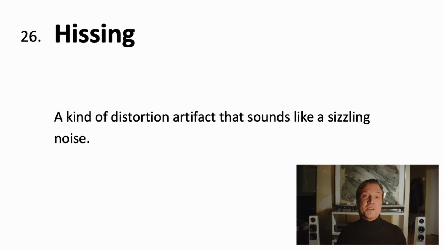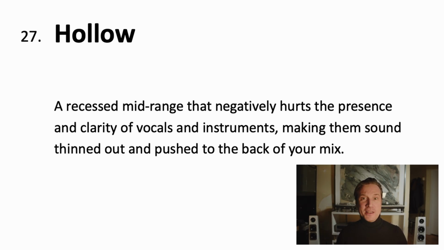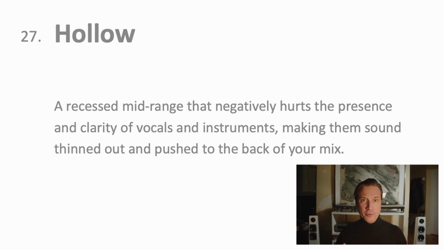Hissing. A kind of distortion artifact that sounds like sizzling noise. Hollow. A recessed mid-range that negatively hurts the presence and clarity of vocals and instruments, making them sound thinned out and pushed to the back of the mix.